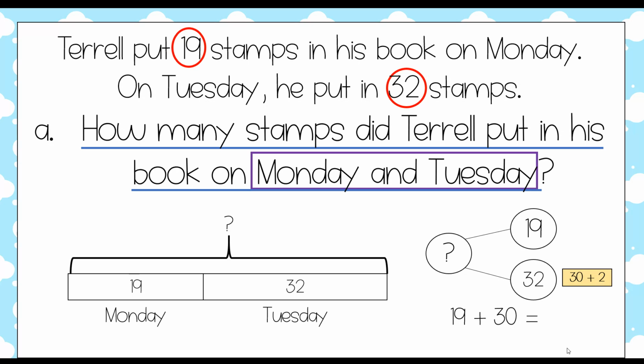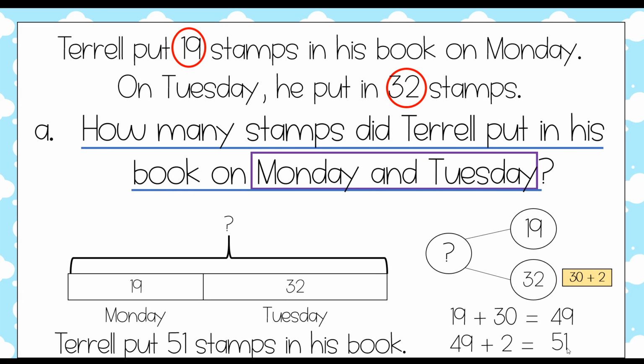So I'm going to add 19 plus 30. Let's start at 19 and let's count on by tens. We start at 19 and then we would say 29, 39, 49. 19 plus 30 is 49. Then what do I need to do? Do you remember? I have to add the extra 2. We just broke it apart. We decomposed 32 so that it would be easier to add each part. 49, 50, 51. So Terrell put 51 stamps in his book.